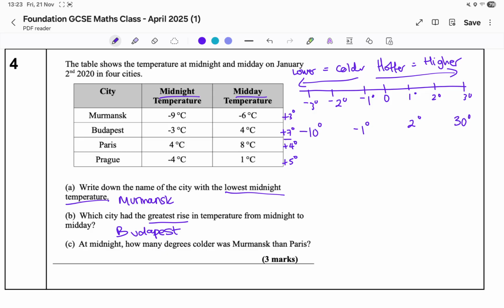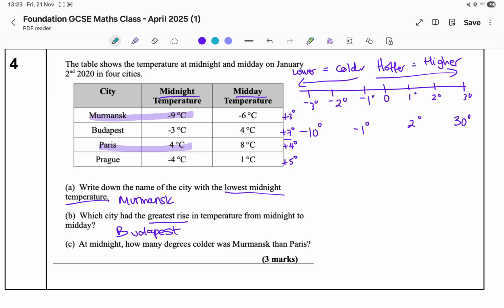At midnight, how many degrees colder was Murmansk than Paris? So at midnight, how much colder was Murmansk than Paris? So we need to work out the difference between -9 and 4 degrees.